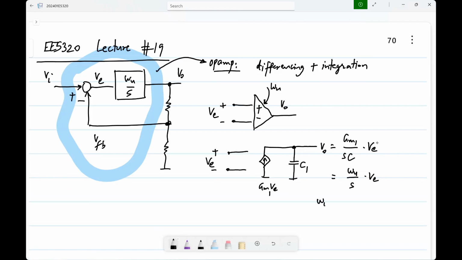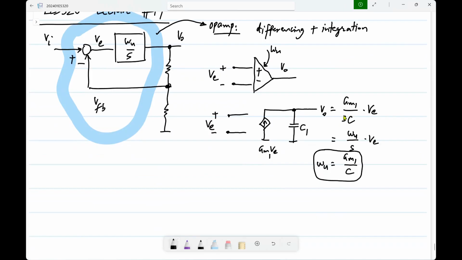So this omega u, the unity gain frequency of the op-amp by itself, is GM1 by C. Now, of course, the unity gain frequency of the op-amp by itself may not be significant. In the negative feedback loop, what is significant is the unity loop gain frequency. But this is a parameter of the op-amp, and that is GM1 by C. So we can go ahead and try to implement this. So the capacitor, of course, we can have.